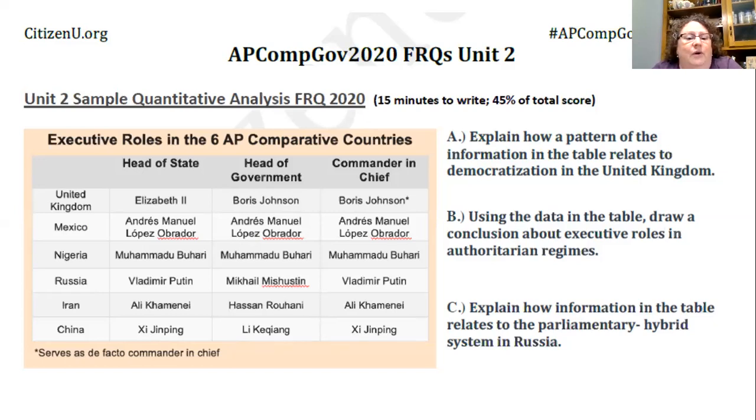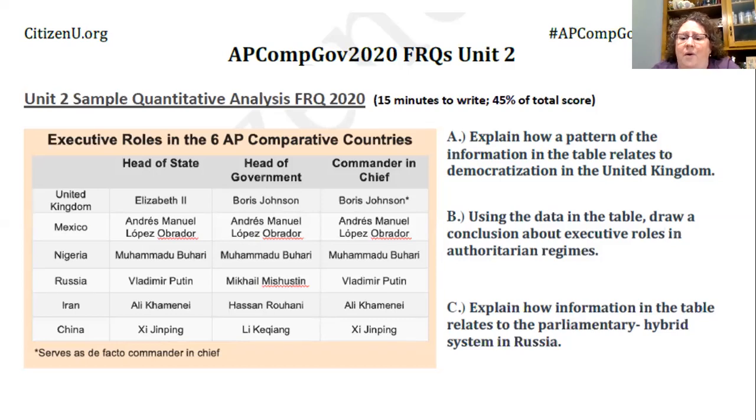So I've got executive roles in the AP6 countries, the CG6: head of state, head of government, commander-in-chief. And this one, of course, is a little dated, no, it's correct because it has Boris Johnson. And it even has our most current prime minister. So I thought that Dmitry Medvedev was hard to say. I think Mikhail Mishustin is just as hard. So these quantitative questions, I think, are a little step easier.